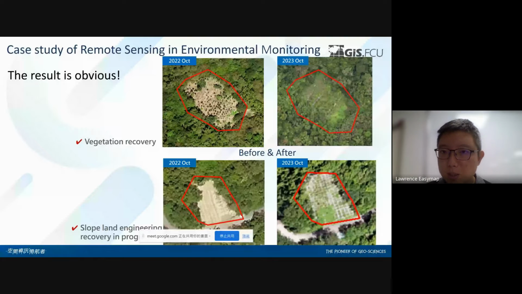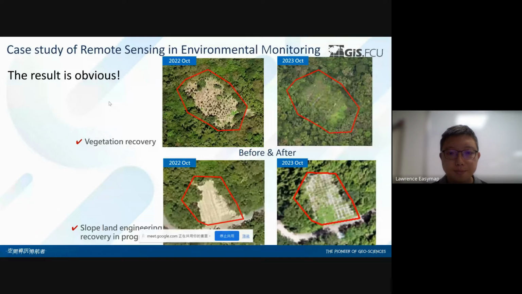The result is fabulous. It's very obvious. First of all, we see two images on the top, from the left-hand side and right-hand side. You can see here some vegetation recovery. It means that after maybe a landslide or small-scale soil erosion, some vegetation was washed away or just disappeared from the area for some reason, and then reappeared a year later. So by using this UAV image, it is very clear to see that the vegetation recovers after some time.